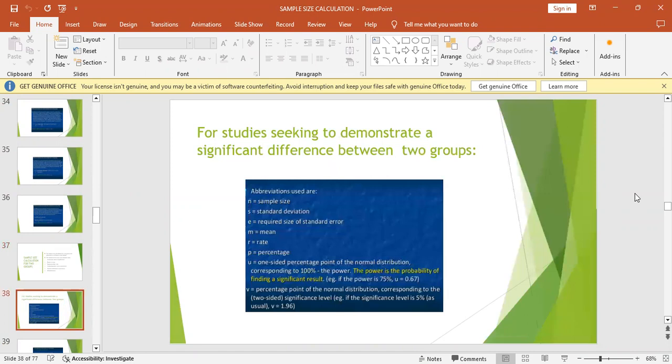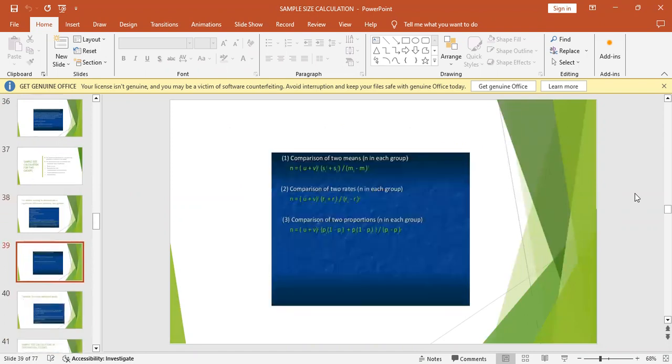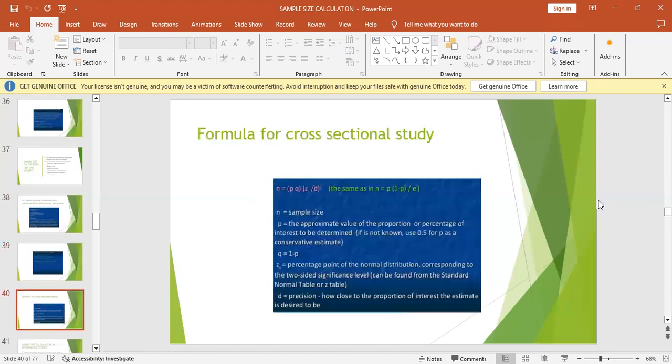For studies seeking to demonstrate a significant difference between two groups, we have these observations and these are the formulas. For the comparison of two means in each group, the formula is n equals u plus v into s1 plus s2 divided by m1 minus m2, into whole square.